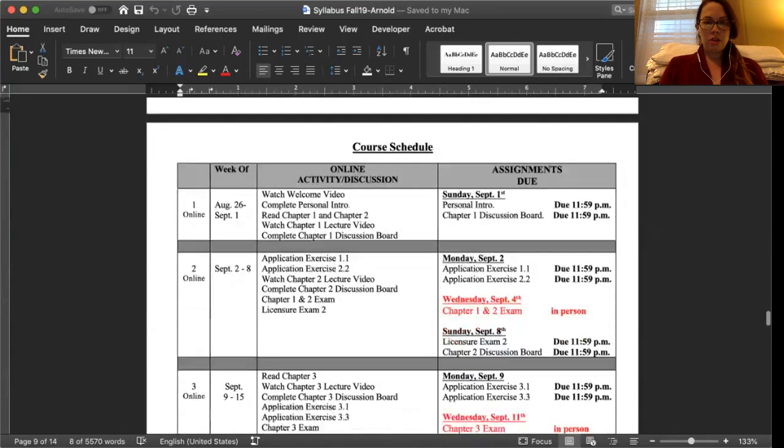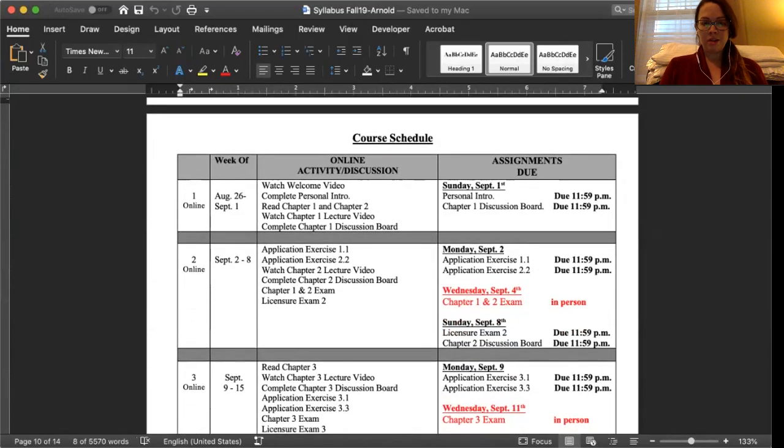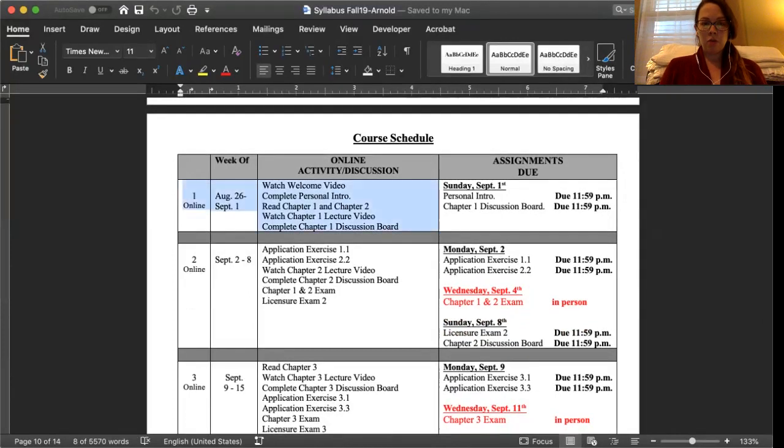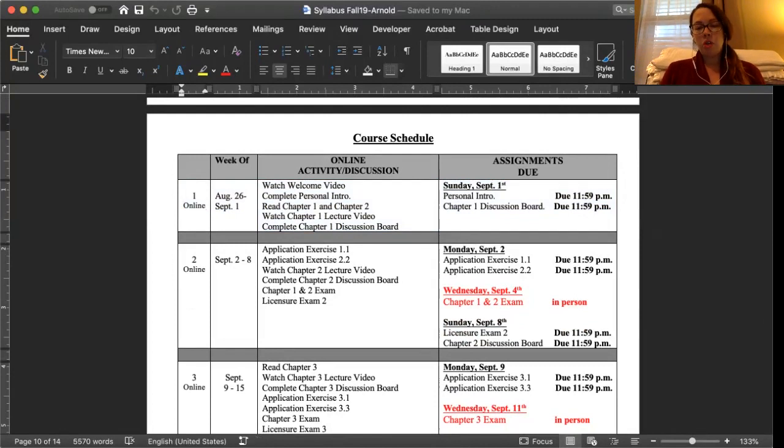So the course schedule here is, I hope, a very clear outlined way of looking at our semester. Again, we are in week 1 right now. You can see that it's an online week. Here's the week. Here's your activities that you need to do. And here are the actual assignments. These are the points that are given. Don't just do the assignments and ignore the activities. You're going to set yourself up for failure.